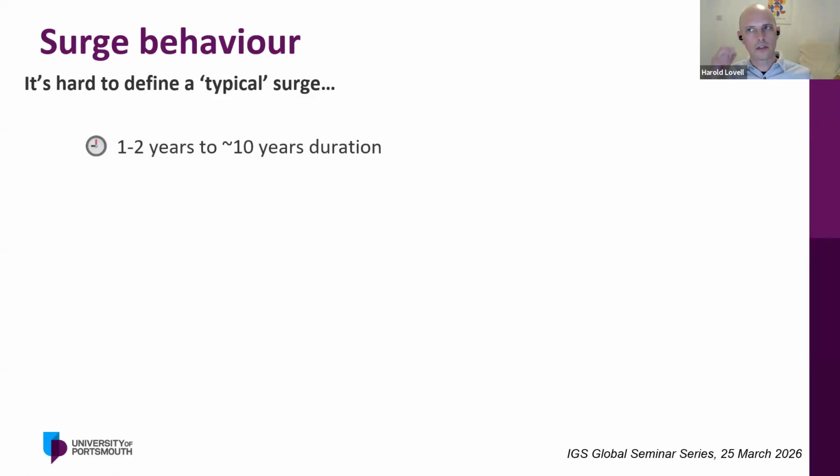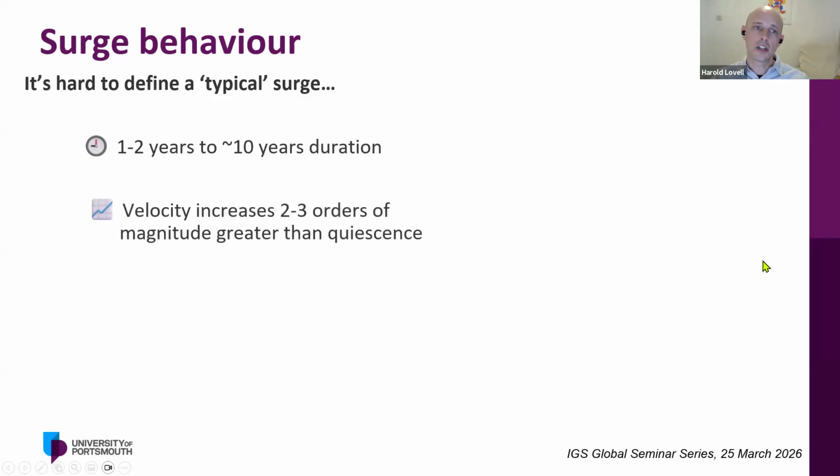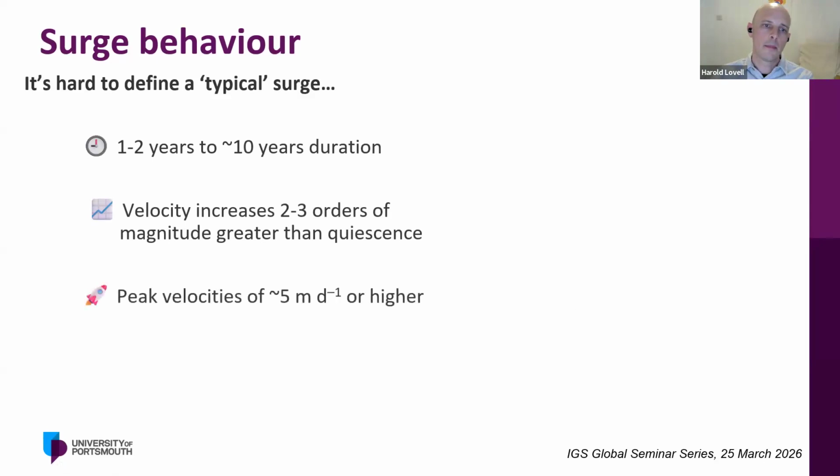So a lot of the surge durations tend to be about 1 to 2 years to around 10 years, depending on the glacier and the regional location. We usually see increases in velocities during that surge active phase of kind of 2 to 3 orders of magnitude greater than during the extended quiet period, or the extended quiescence. And then usually those peak velocities are around about 5 meters a day or higher, can be much higher, can be 20 meters per day, and as you see in some examples, even higher again.